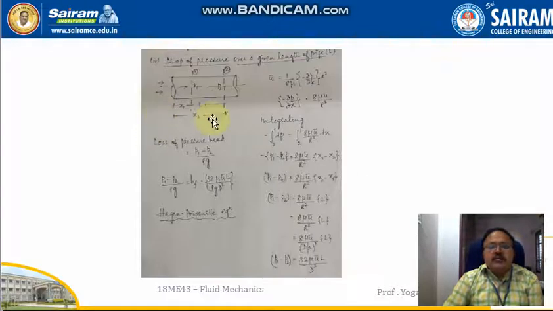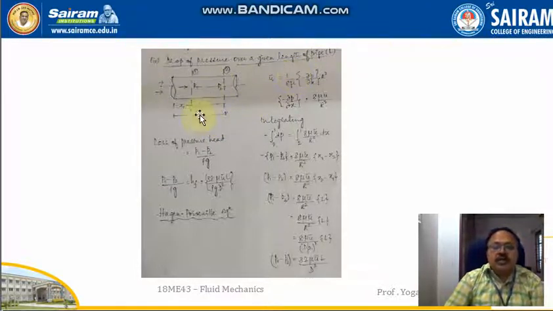Next, the last part of Hagen-Poiseuille's equation, that is the drop of pressure over the given length of the pipe L. Here we have taken two sections 1 and 2. Section 1 is at a distance of x1 from the left end of the pipe, and section 2 is at a distance of x2 from the left end of the pipe. So the distance between the two sections 1 and 2 will be x2 minus x1, that is equal to L.